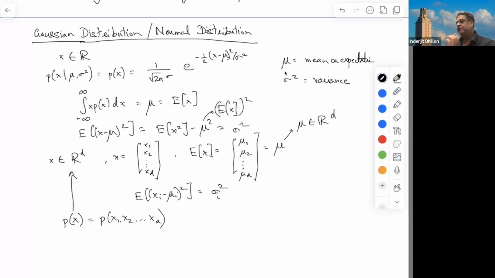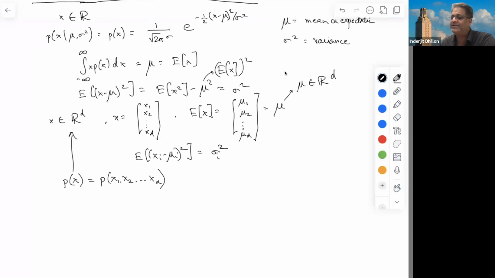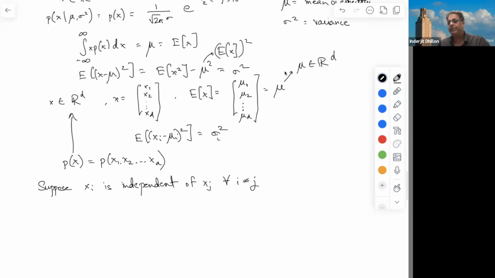So what is the multivariate Gaussian distribution? Well, instead of going straight to the Gaussian distribution, let's take a simple example first, and then we will extend it to the multivariate Gaussian distribution. Let's assume that the xi's are all independent of each other. Suppose xi is independent of xj for all i not equal to j. Okay, so they're all independent of each other.